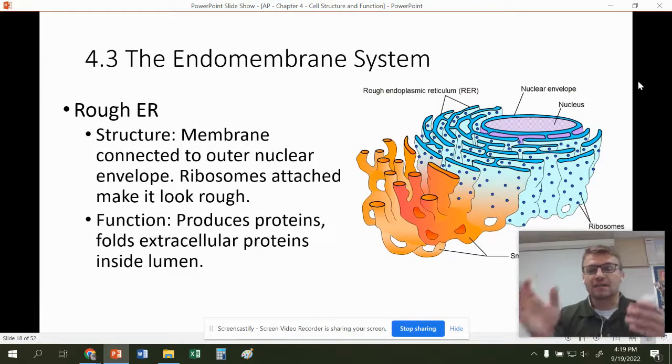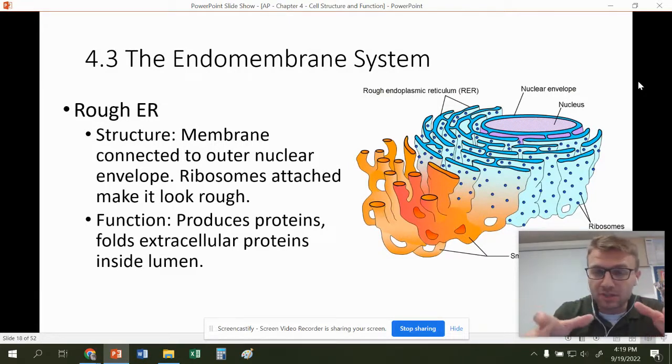Rough ER is a structure that has ribosomes attached. So when you think of that, remember what ribosomes do: they make proteins. You can see the function here: it produces proteins and folds extracellular proteins inside the lumen. You can see the rough ER around the nucleus.